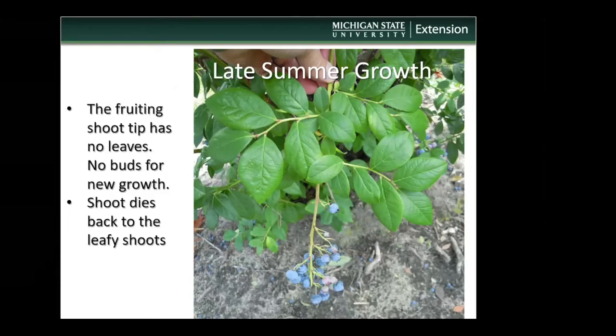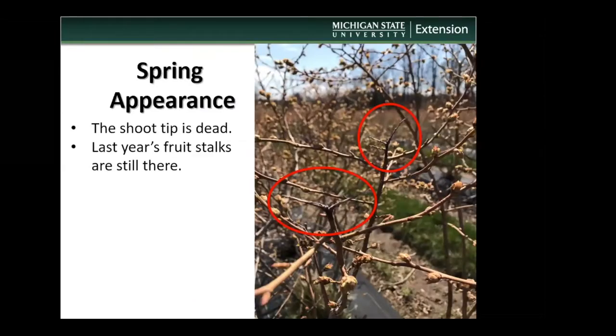And what's going to happen is after those fruit are picked, there are no leaves there, so there are no buds there. And so that shoot is going to die back to the next leafy shoot. And so that shoot tip is going to die back. And so in the springtime, you might go out and you'll see these dead shoot tips at the beginning.